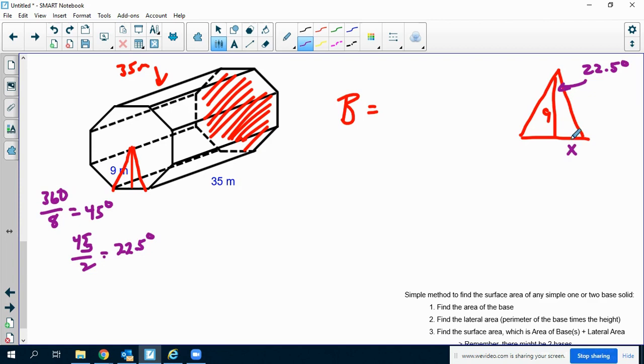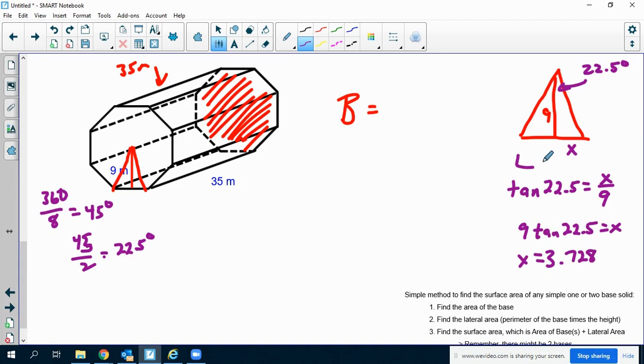And then I need to find this length in order to be able to find the area of the right triangle or the octagon. So tangent of 22.5 equals x over 9. Multiply the 9 over, so 9 times the tangent of 22.5 equals x. That is 3.728. Then I multiply that by 2 to get the whole side length, which is 7.456. And I'm keeping these numbers in the calculator all the way. So I'm not rounding until the very end, but on paper, I'm just going to round a little bit.